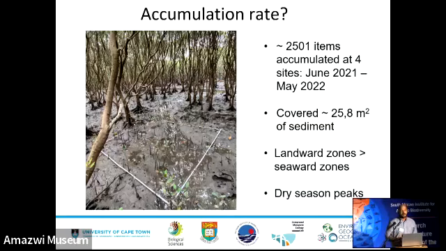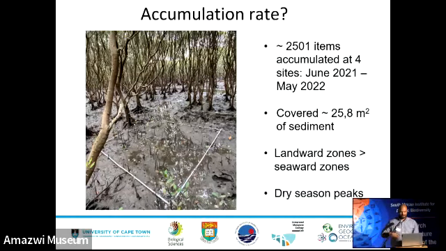So we know what is found there, but at which rate are these debris items accumulating? We set up around 3 experimental quadrats and 3 control quadrats and basically monitored these for a year. From June 2021 to May 2022, going in every month, cleaning it up, counting it, identifying it, measuring it, weighing it.